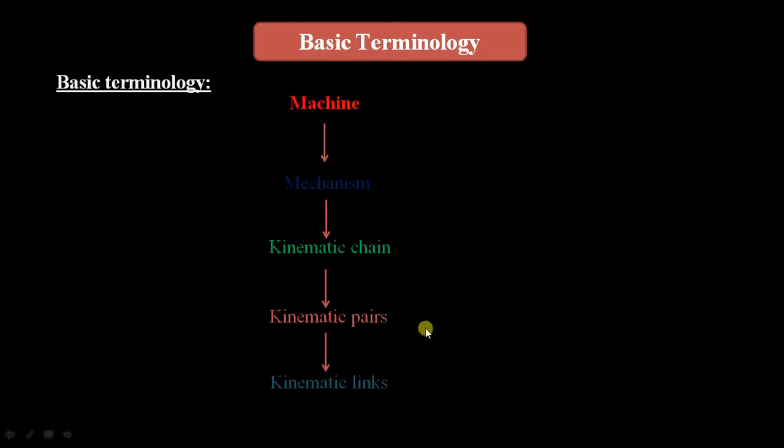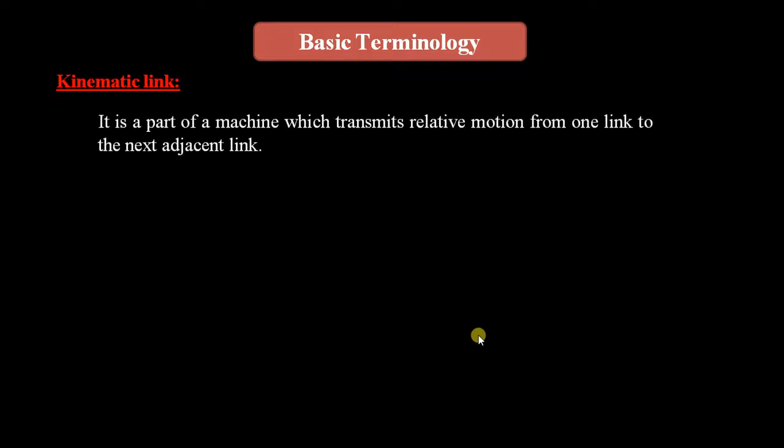So here I would like to explain what exactly is meant by link, pair, chain, and when these can be called a kinematic link, kinematic pair, kinematic chain. And once again we'll be defining the mechanism. So let us first look at the kinematic link. How can we define a kinematic link? See the definition first.